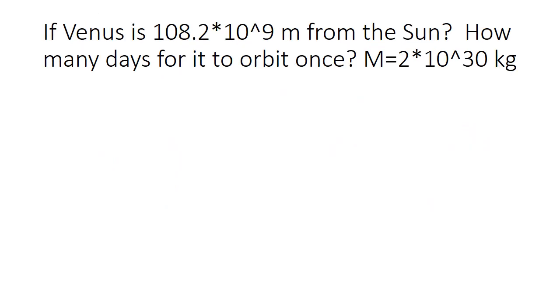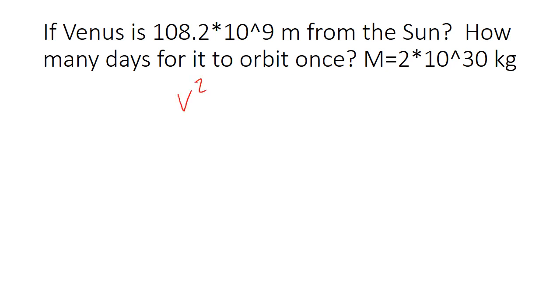Anyways, let's talk about period. If Venus is 108.2 times 10 to the 9 from the Sun, how many days does it take to go around? The mass of the Sun is still 2 times 10 to the 30. Okay, so here's what we're going to do. I'm going to do this with algebra letters, just so we can see the process better.